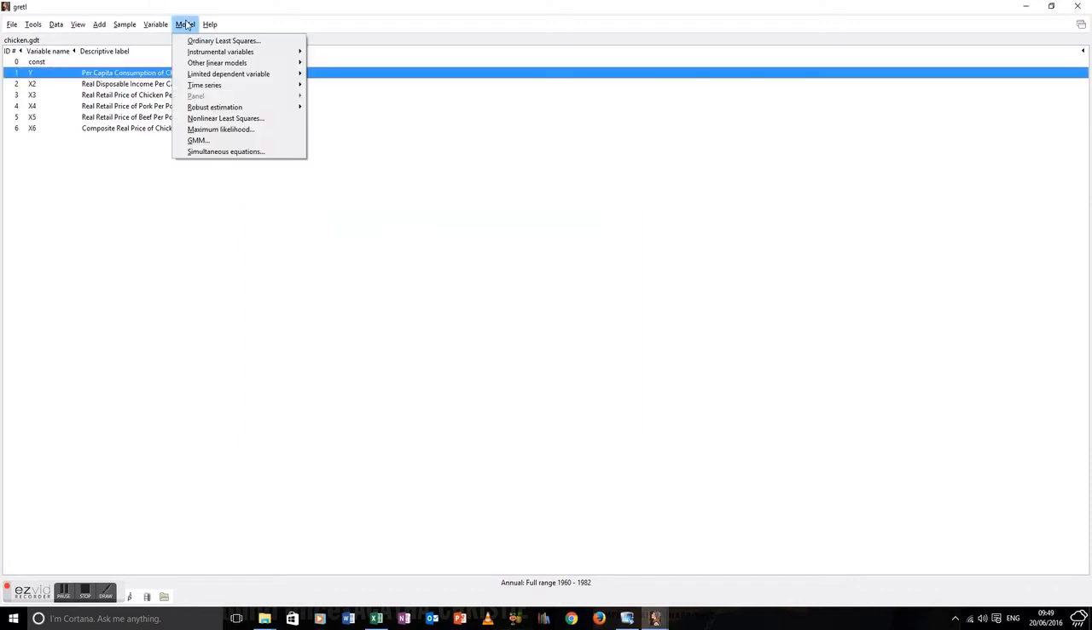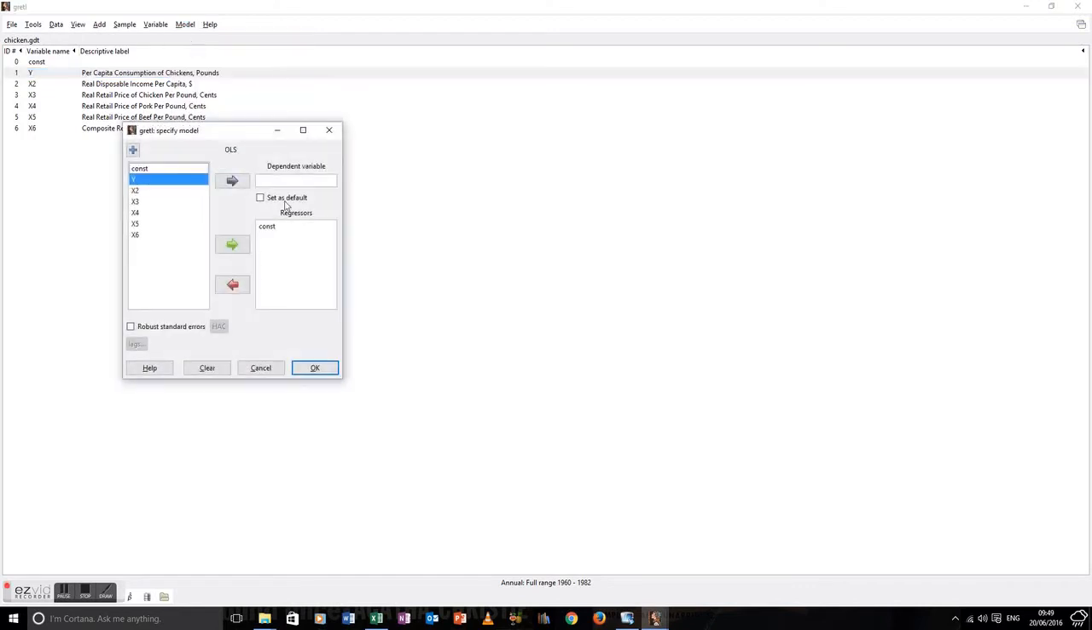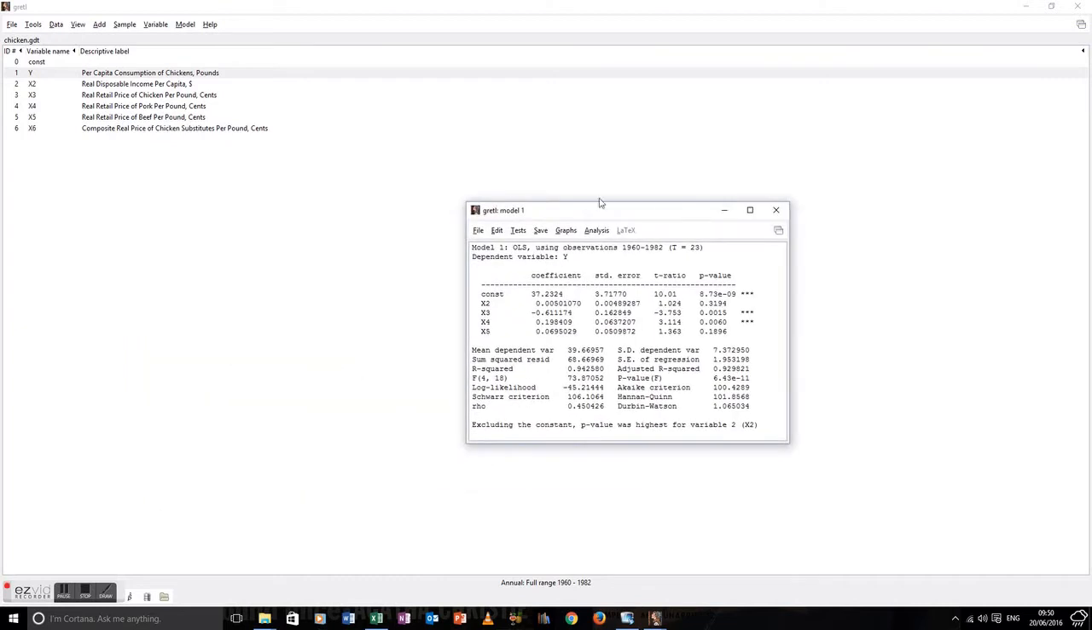Let's go back to the original model. This time we'll set the dependent variable as y by default, so it's for the others. This is our original model. Yep, we knew there were some problems with it. We could see that the price of chicken was significant and the price of a substitute was significant, but not income. So let's now think about how we could get around that problem.